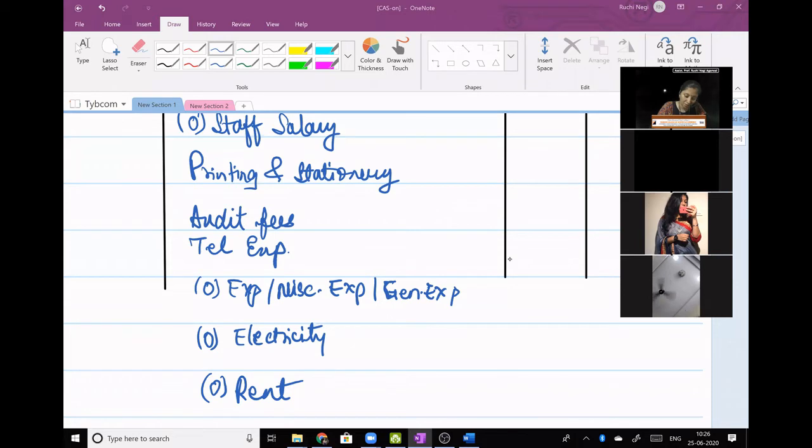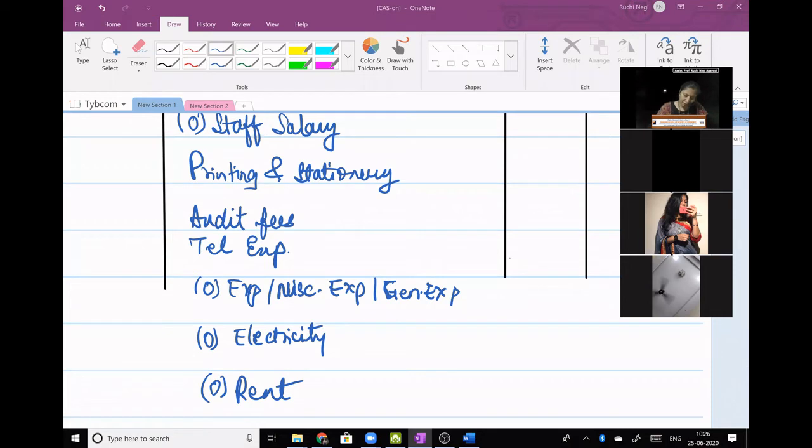Commission, no, beta, commission will not come. Commission will come under selling and distribution cost. Anything else? Repairs and maintenance, Hari Kishan. But beta, repairs and maintenance of what? If the exam says nothing, if the question is silent, then repairs and maintenance is a part of factory. But if in the exam I mention repairs and maintenance on office, then I will have to take it under admin overheads.